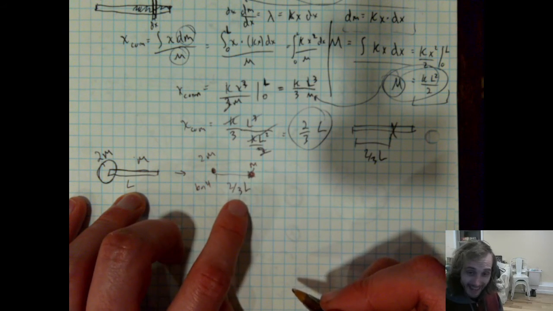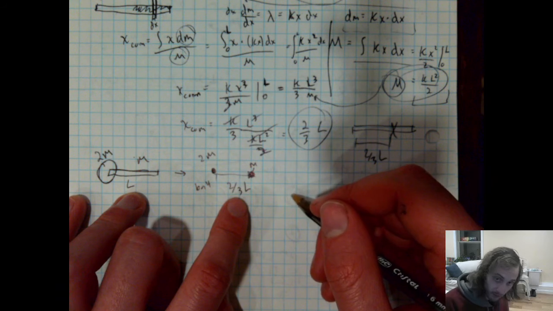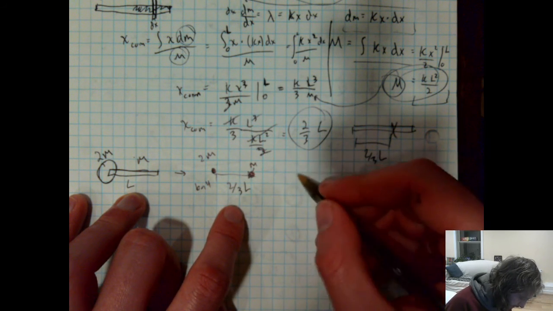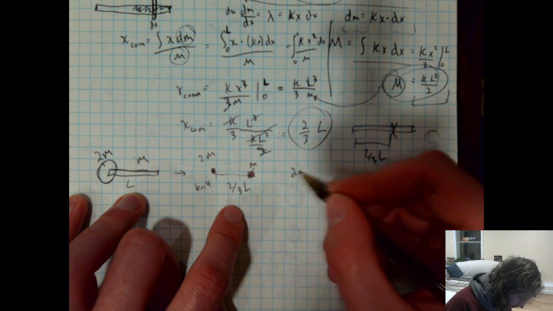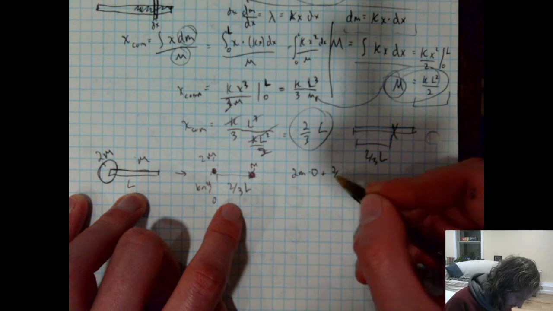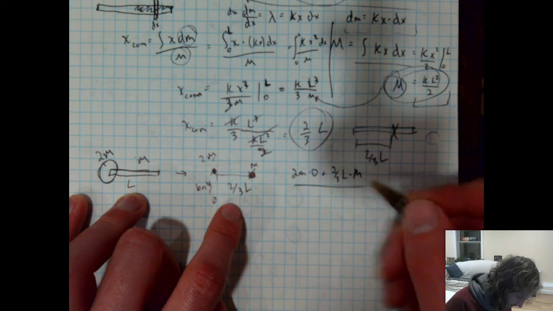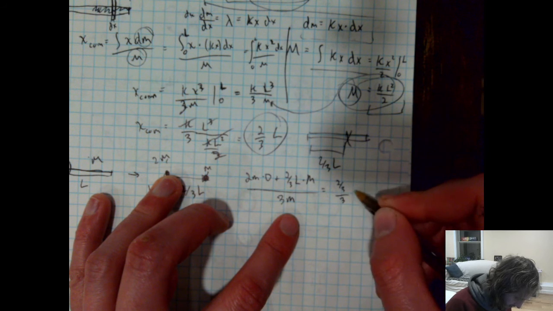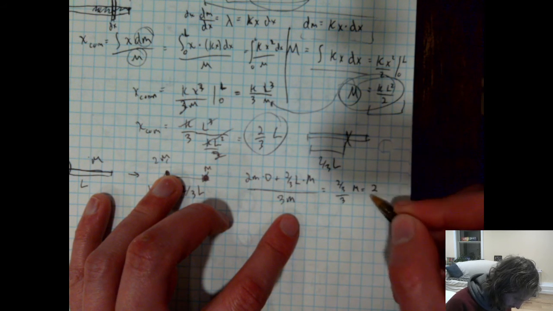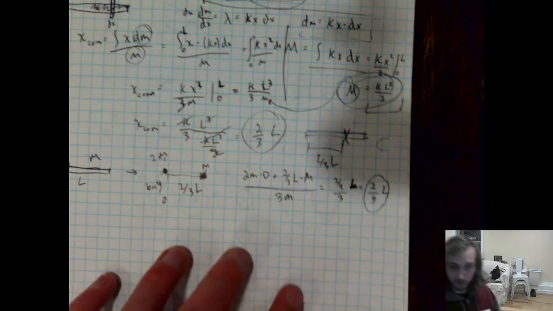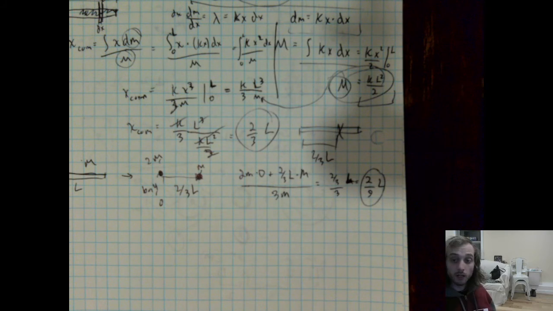And when we do that, we can just go back up to the stuff we were doing for our normal equations, where we've got this is our 0 location, so 2m times 0 plus 2/3 L times m, divided by our total mass of 3m, giving us 2/3 over 3, or 2 over 9, times the length as our final location for the center of mass on our new object.